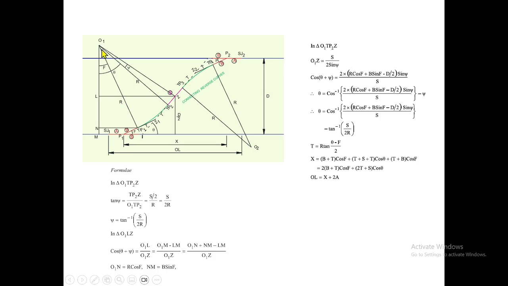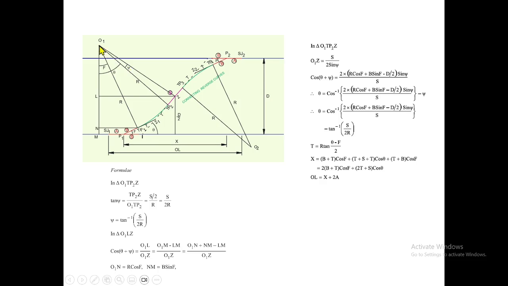In the earlier case, there was a common tangent point, and O1 and O2 were connected straight away, passing through the common tangent. But here it is not so because of the straight in between. Here, because of one more angle, now we got some psi. So this angle we have to find out, so we have to make some equation for this psi angle.